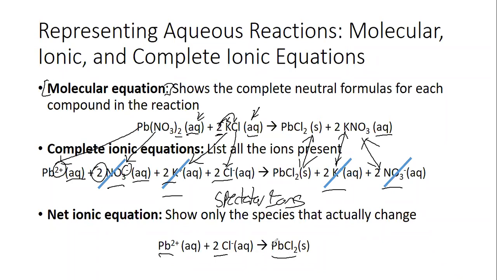So our equation is lead plus 2 chlorines make lead chloride. That's our equation. All right, so any questions about that idea? Molecular equations, complete ionic equations, or net ionic equations?